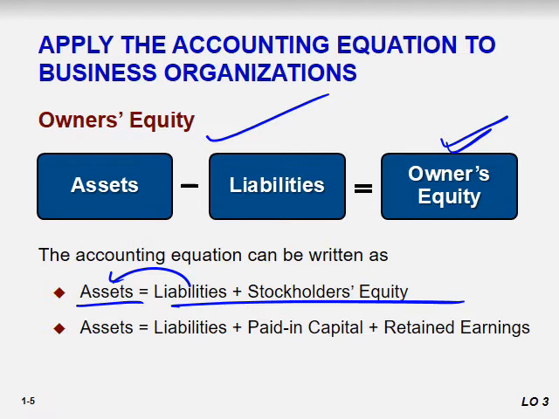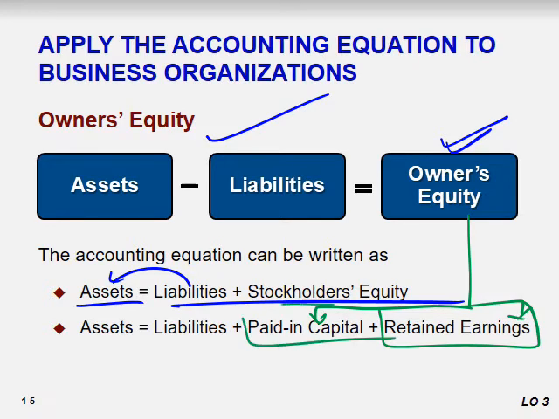So what does owner's equity consist of? Paid in capital and retained earnings. The owners can claim the paid in capital, how much they invested in the business, plus retained earnings, all those earnings that the company did not pay back to its owners, it retained in the business for future use. We call this retained earnings. So paid in capital and retained earnings both belong to owners' equity.